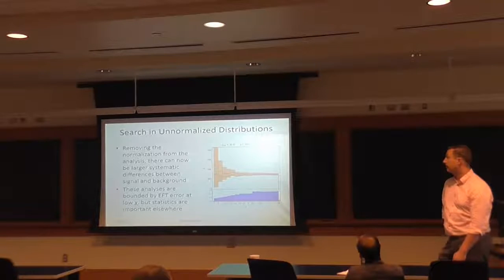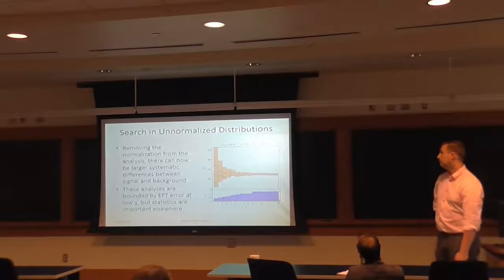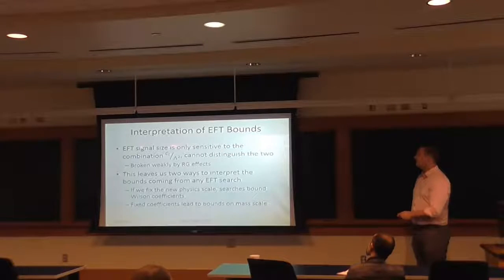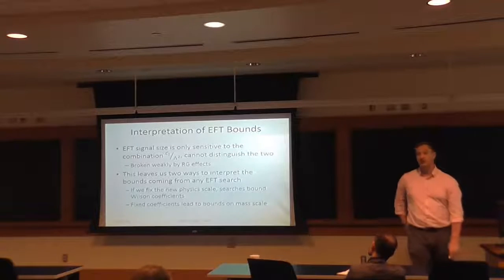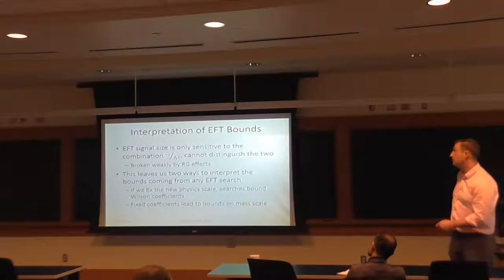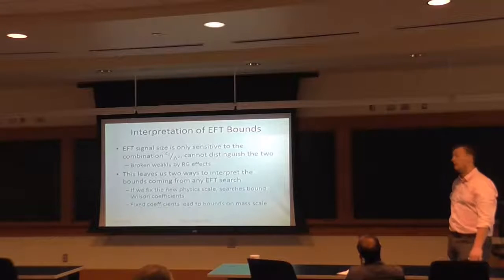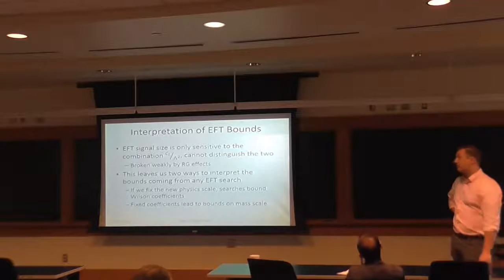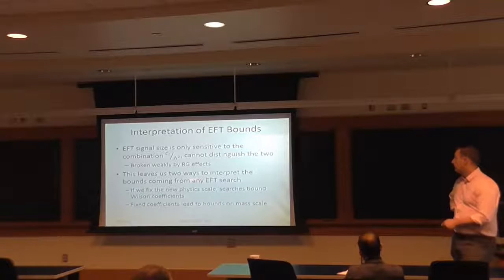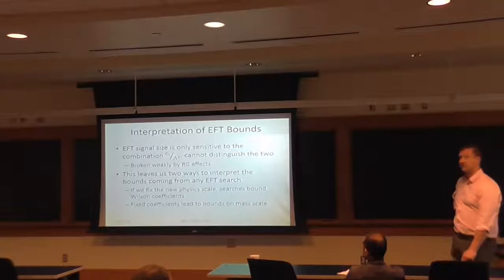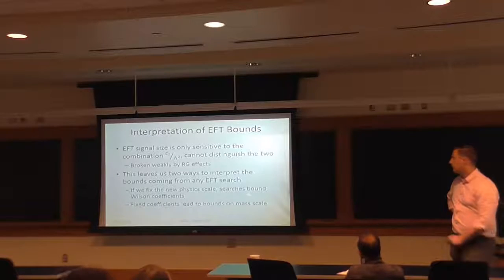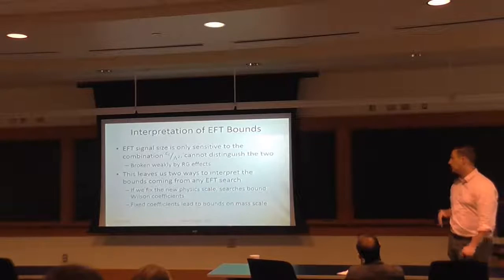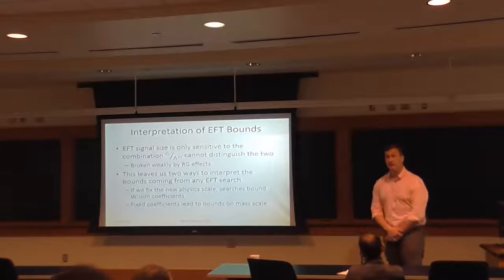This is for 50 inverse femtobarn at the LHC. It's interesting to note that the EFT signal size is only sensitive to this linear combination. That's always been true, and in fact, it's pretty common for people to normalize the lambda into this coupling. This is broken weakly by RG effects again. It leaves you with 2 meaningful ways to interpret the bounds coming from any search for an EFT. You could say, I'll fix where I think the new physics lives and put bounds on the couplings, or I'll fix the couplings and get an idea of how high the new physics lives.